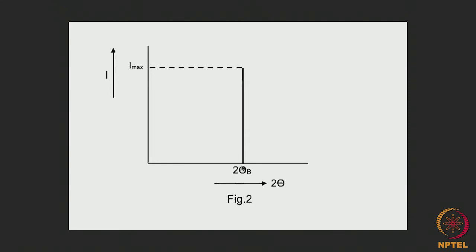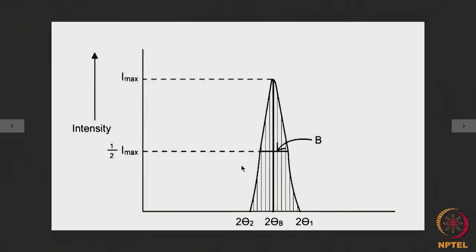But what do we observe in practice? In practice, we find a diffraction line has this kind of a profile. So, it has a measurable breadth at half the maximum intensity. Whenever we have a line profile, we measure the breadth of the line profile at half the maximum intensity. So, this is the maximum intensity for the line, and this is half the maximum intensity level, and the breadth here is the line breadth B.